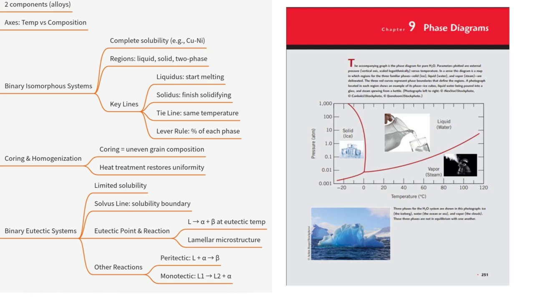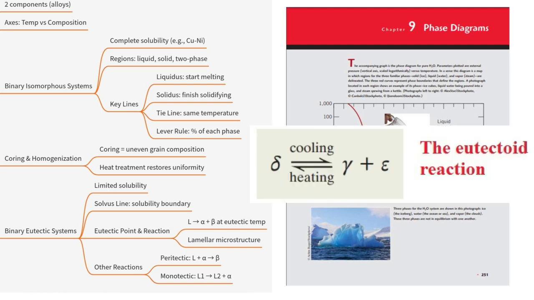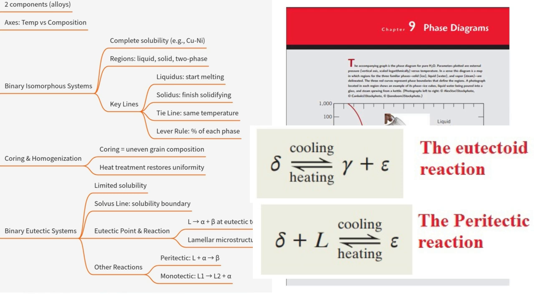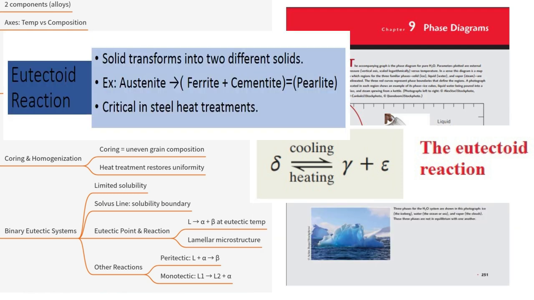Now, are there any other important reactions that happen in binary systems? Yeah, there's the eutectoid and the peritectic reactions. What are those all about? The eutectoid reaction is kind of similar to the eutectic reaction, but it happens entirely in the solid state. So instead of a liquid transforming into two solids, you have one solid transforming into two different solids. So it's like the eutectic reaction, but with solids instead of liquids.